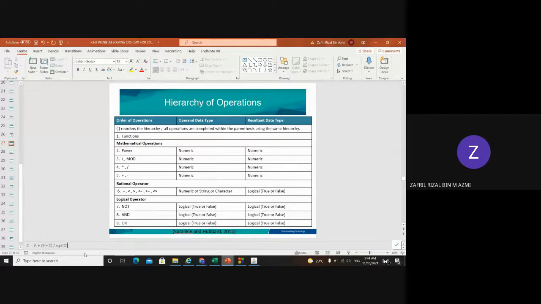Okay, which one do we solve first? I think the square root. Bracket first, in bracket first. Bracket first, and then the square root, and then the division. And then lastly we solve this last.